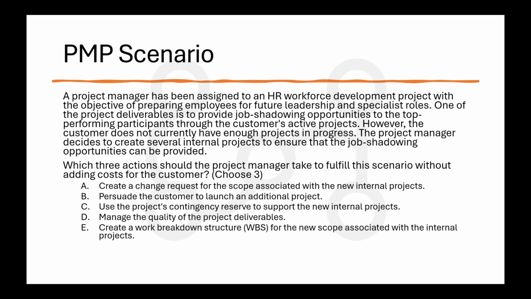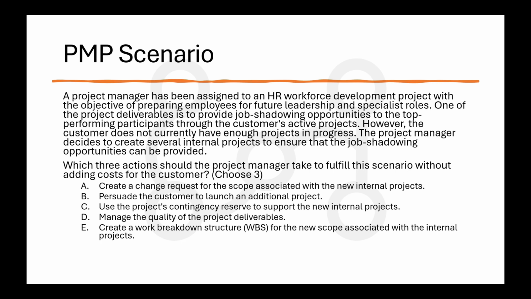projects. However, the customer does not currently have enough projects in progress. Every customer has different projects, and right now the customer has no projects. So the project manager decides to create several internal projects to ensure that the job shadowing opportunities can be provided. Which three actions should the project manager take to fulfill the scenario without adding cost for the customer?